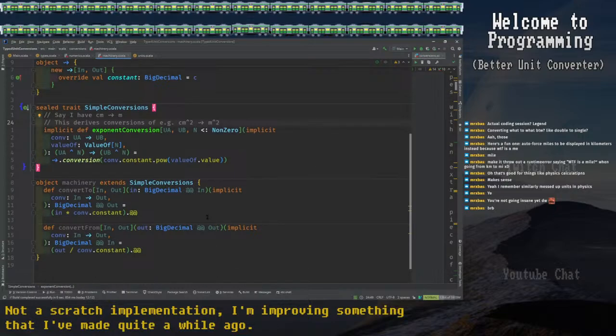So the interesting thing about implicit values in the language I'm using, Scala, is that if the compiler can find a route to the implicits that you are looking for, it will just automatically derive them. So if I have a centimeters to meters conversion, this will automatically derive things like centimeters squared to meters squared, centimeters cubed to meters cubed. It's quite nice, actually, being able to do stuff like that automatically.